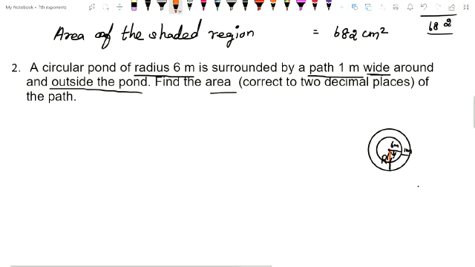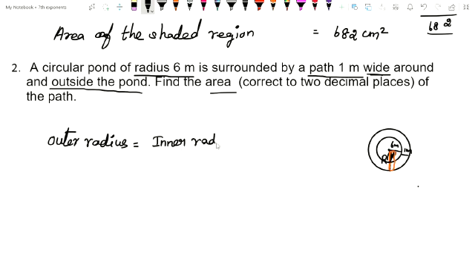This is the inner radius and this is the width. If you add these two, you will get the outer radius. So, outer radius equals inner radius plus width. Inner radius 6 meter plus 1 meter, what will you get? 7 meter. So, capital R equals 7 meter, small r equals 6 meter.